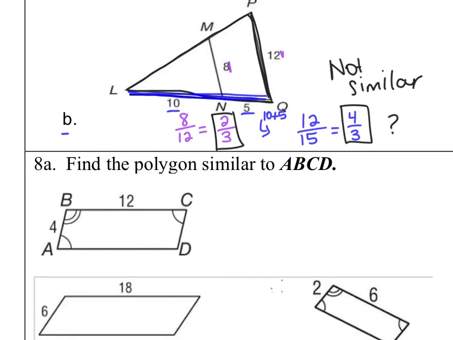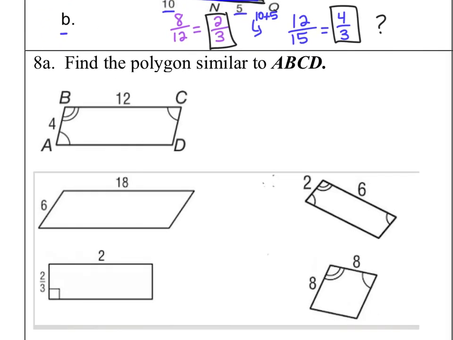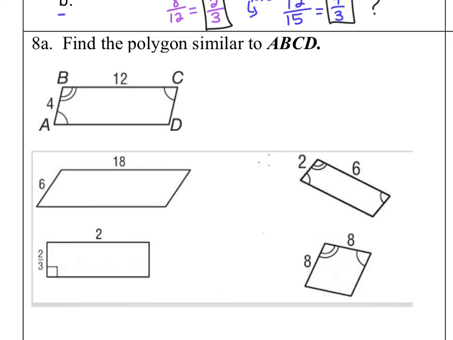Okay, number 8. Find the polygon similar to ABCD. So first, start off looking at your image. Okay, so we have this rectangle looking shape. Okay, we have 2 corners that are marked congruent, and then a third that is another set of congruency. Okay, we have 4 and 12 as our side lengths. So let's compare. This shape, okay, it looks more slanted, but look at the angles. There are no congruency marks, so that's not going to be similar.